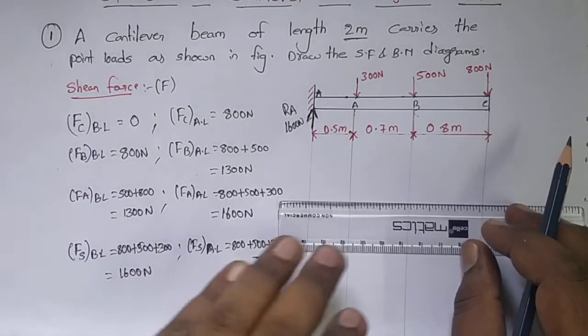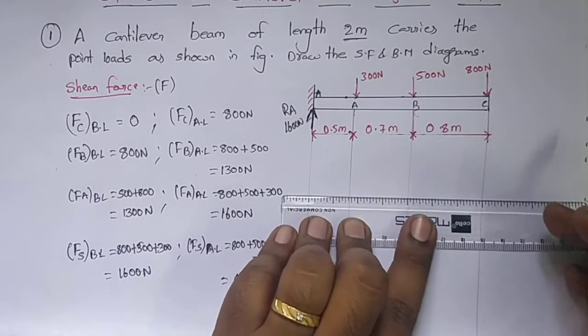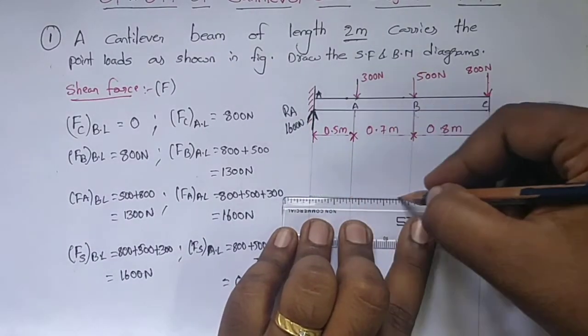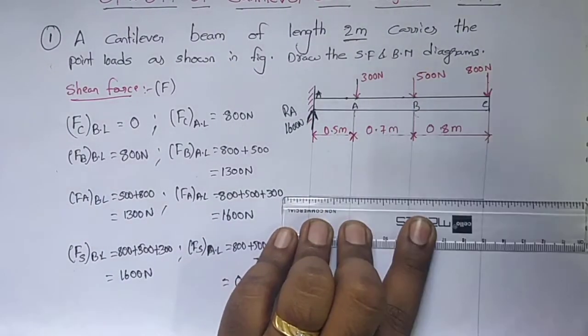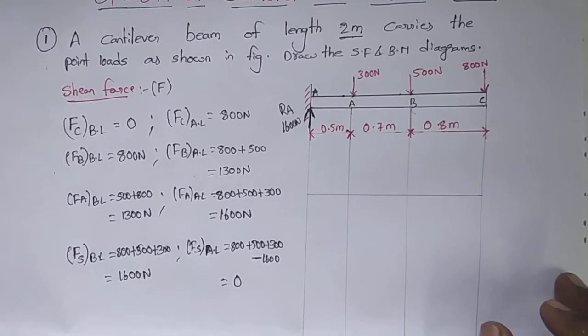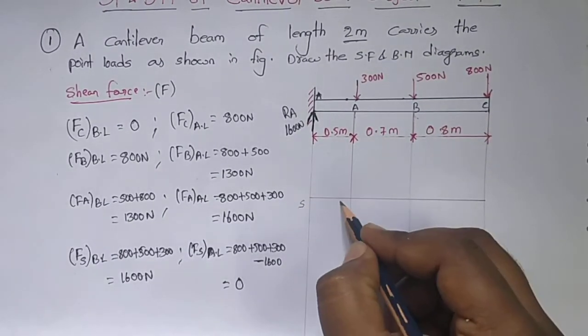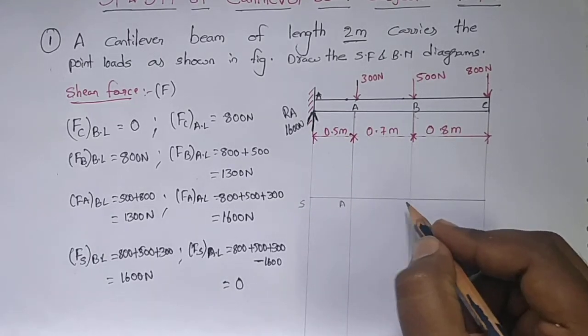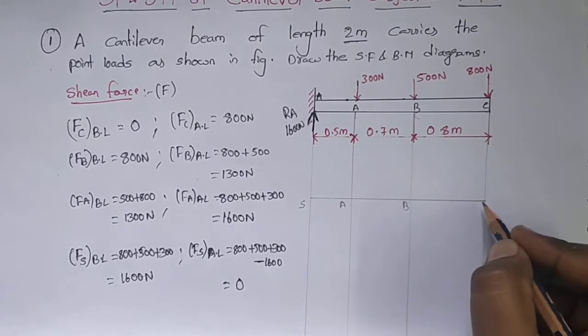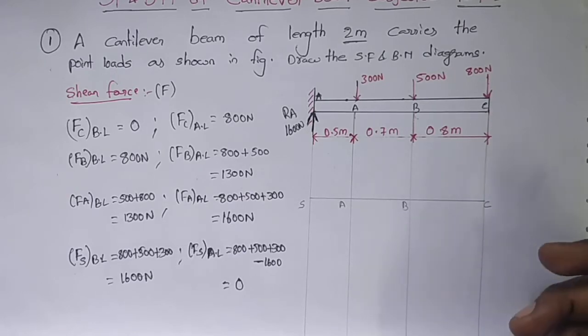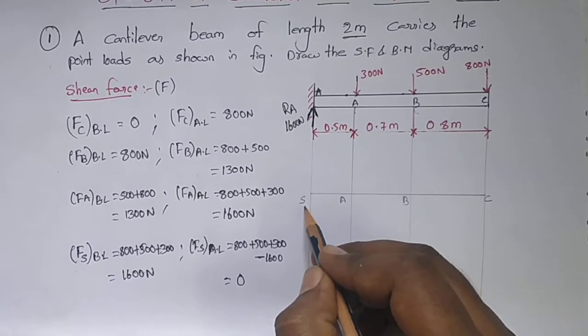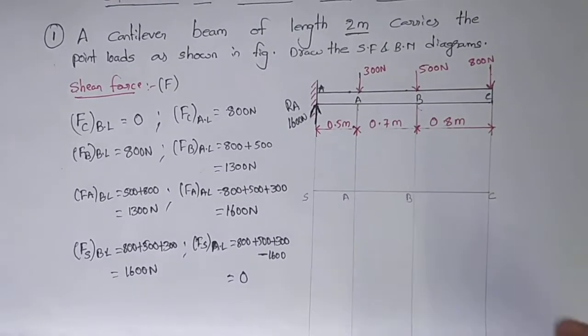I'm drawing one baseline. Next, look at the points. It is S, A, B, C. It is the fixed support. At the fixed support, I have taken the notation as S.